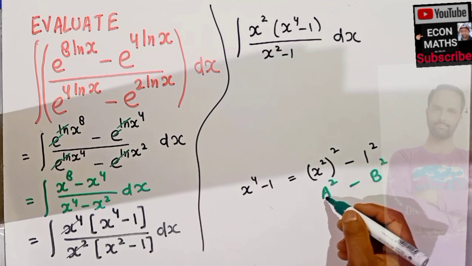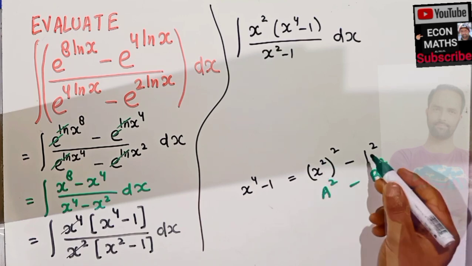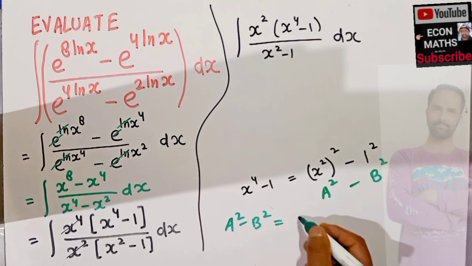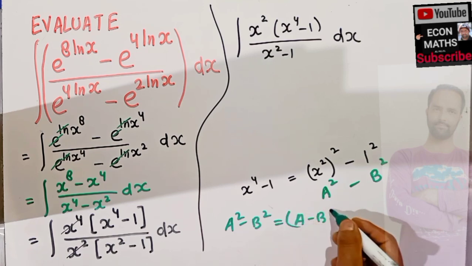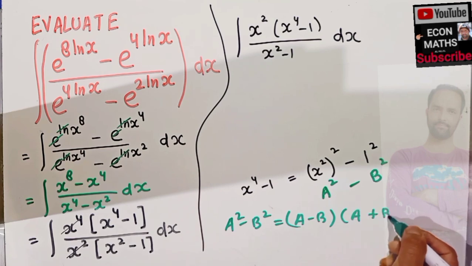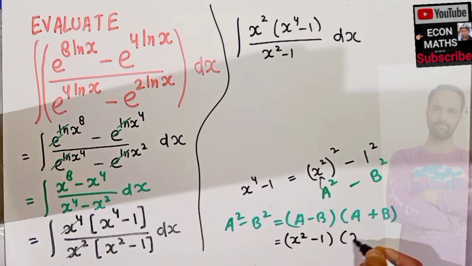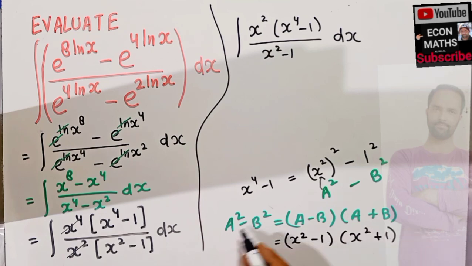So in place of a we have x square and in place of b we have 1. We know that a square minus b square is equal to a minus b into a plus b. So our a is equal to x square, so we can write it in this fashion, x square minus 1 into x square plus 1. That means this term, x square whole square minus 1 square, is equal to this term.